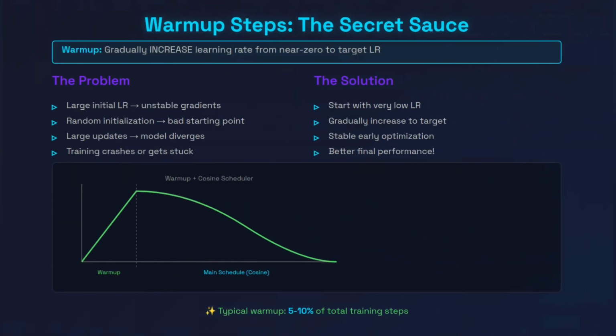Now, here's a technique that can make a huge difference: warm-up. When you start training, especially with large learning rates, the gradients can be unstable. Large initial updates can push your model into a bad region of the loss landscape. Warmup solves this by gradually increasing the learning rate from near zero to your target learning rate over the first few hundred or thousand steps. You can see on this graph, we start at a very low learning rate, linearly increase it during warm-up, then apply our main scheduler afterward. This simple trick stabilizes early training and often leads to better final performance, especially for large models.